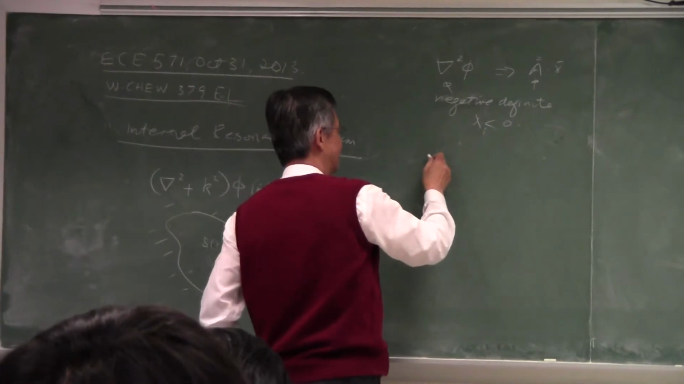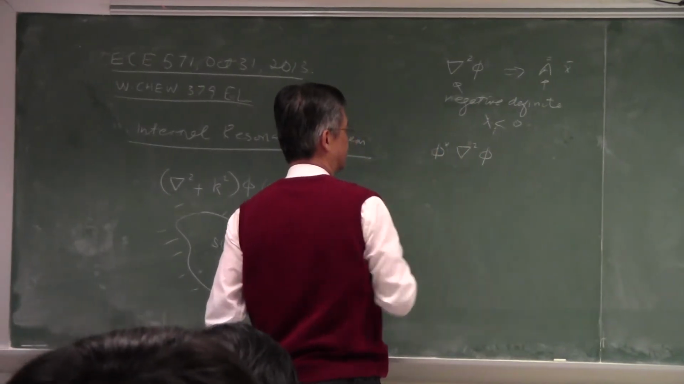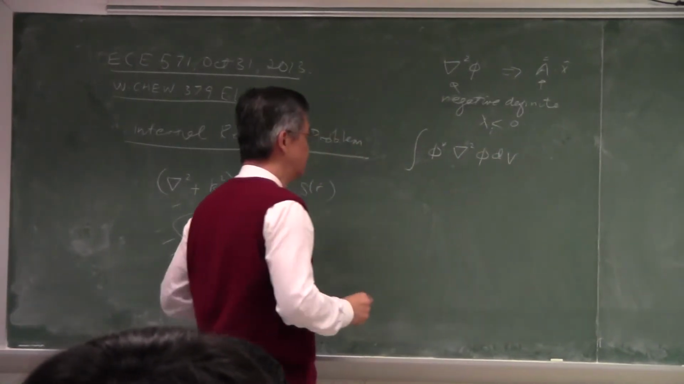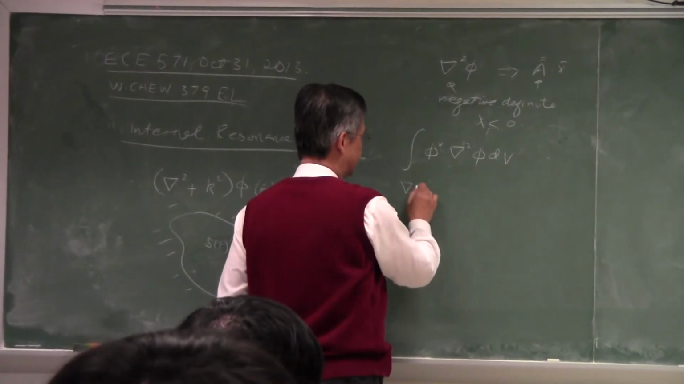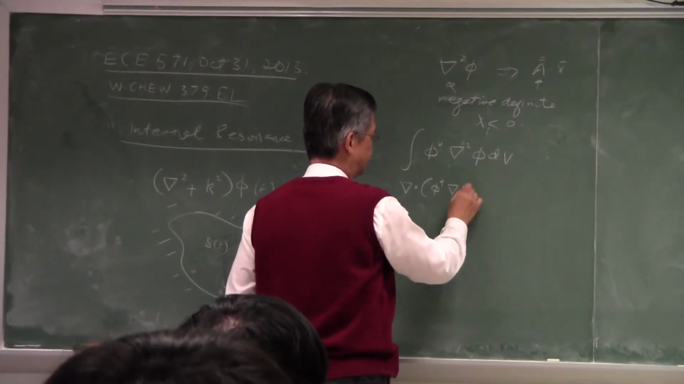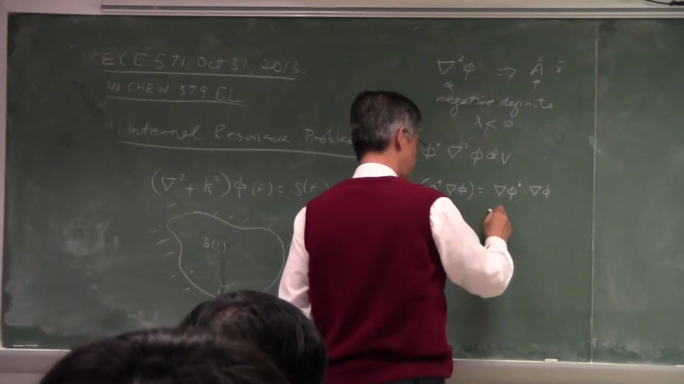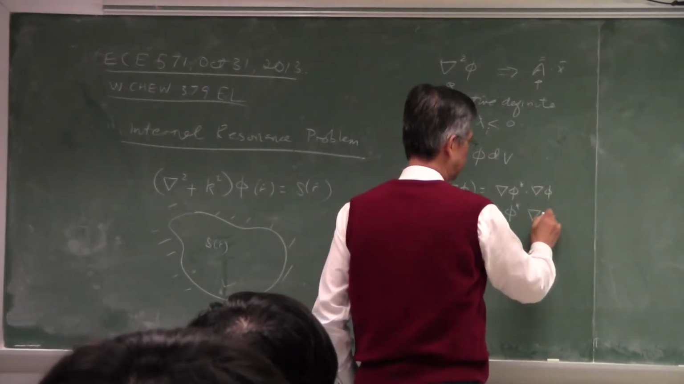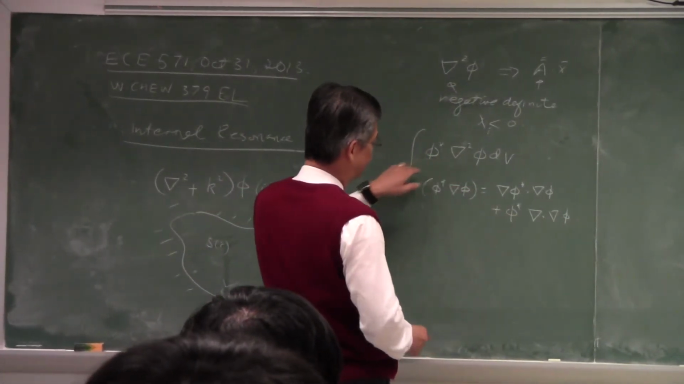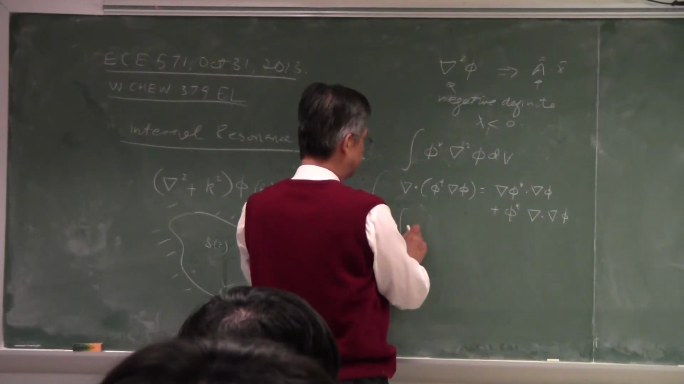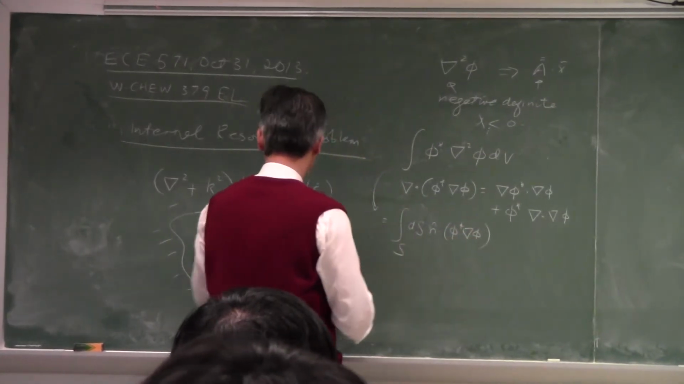We can prove this quite easily. If I have this operator and I test it with its complex conjugate and integrate over the volume, then I can do integration by parts, saying that the divergence of φ* grad φ is equal to grad φ* dot grad φ plus φ* times the Laplacian of φ. If I use this vector identity, then I can rewrite this as a surface integral term, which is over this surface S.